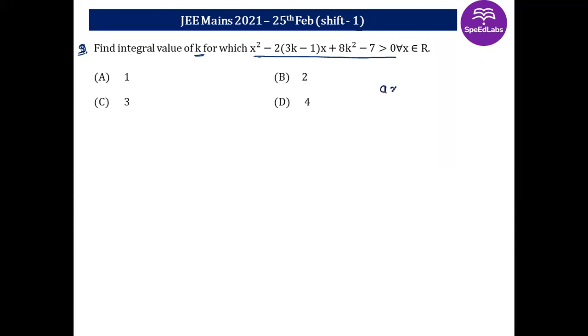So if the value of any quadratic expression is positive, and you can see the coefficient of x square is also positive, this happens only when the discriminant D is less than 0. Okay, so here what you can do, simply find the discriminant and make it less than 0. So the discriminant will be b square minus 4ac. This should be less than 0.